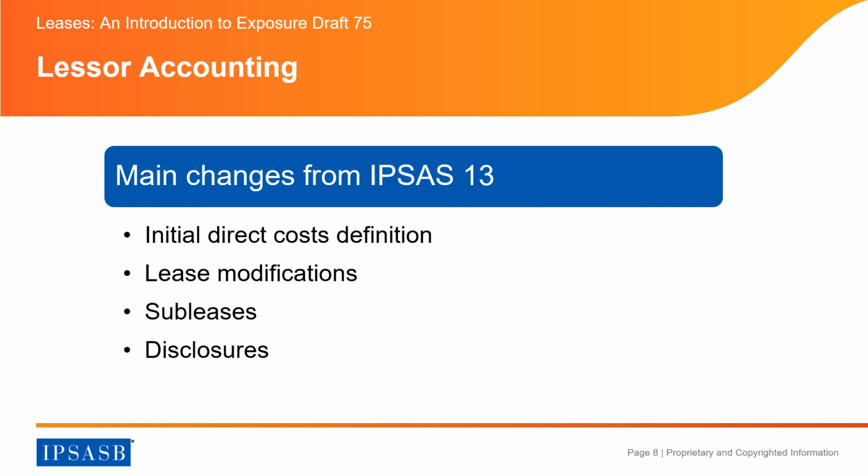Regarding subleases, Exposure Draft 75 proposes to classify subleases by intermediate lessors by reference to the right-of-use assets arising from the head lease and not by reference to the underlying asset, which differs from the current requirements in IPSAS 13. Regarding disclosures, Exposure Draft 75 proposes enhanced disclosures to better evaluate the amount, timing, and uncertainty of cash flows arising from a lessor's leasing activities, such as a table of income, information about residual asset risk, information about assets subject to operating leases, a maturity analysis, and changes in net investment in finance leases.